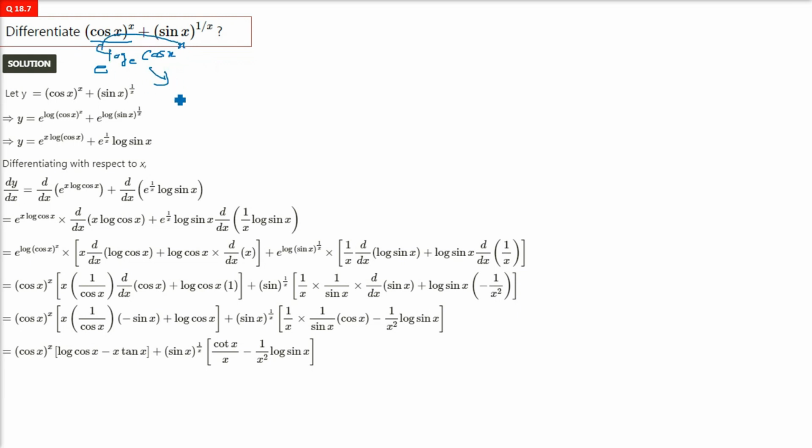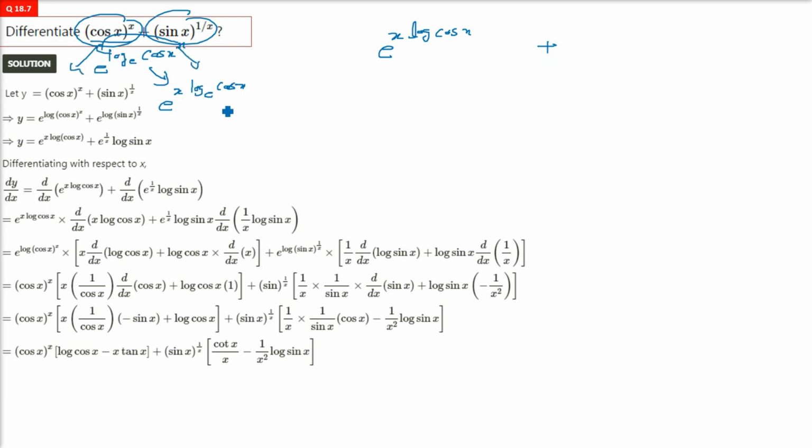So when we take e to the power log, cos x to the power x can be written. Now x comes in front, so we have e to the power x log base e cos x. Alright, so this cos x to the power x you can always write as e to the power x log cos x, the base is e. Now we have sin x to the power 1 by x.